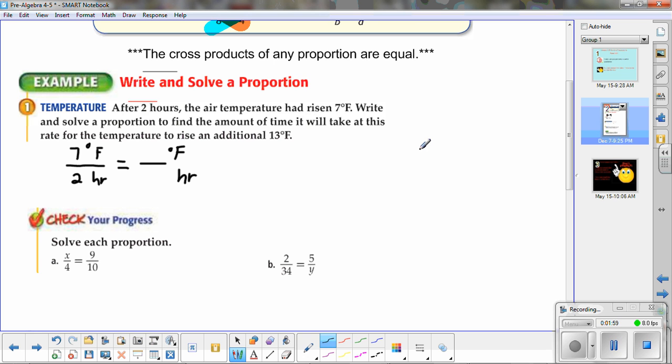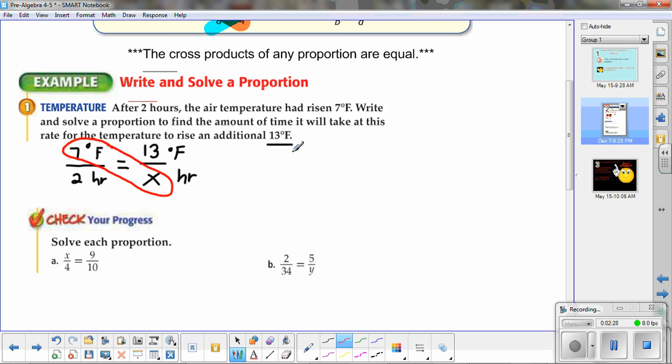So it says, write and solve a proportion to find the amount of time it will take at this rate for the temperature to rise an additional 13 degrees Fahrenheit. So that 13 is going to go right there. And we don't know how long it's going to be, so we're going to call that x. Now, since these are two equivalent ratios, their cross products are going to be equal. I always start with the cross product that has the variable.